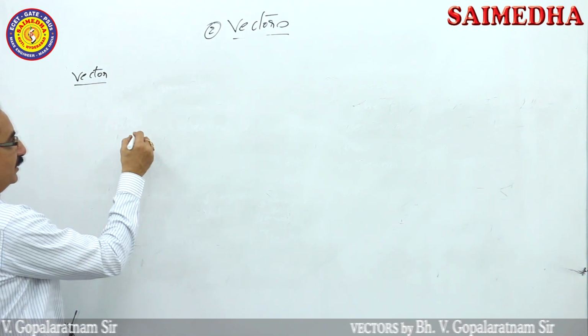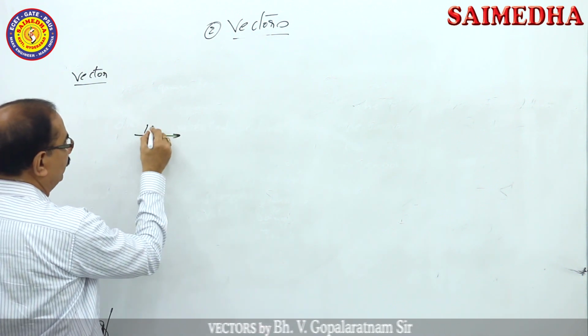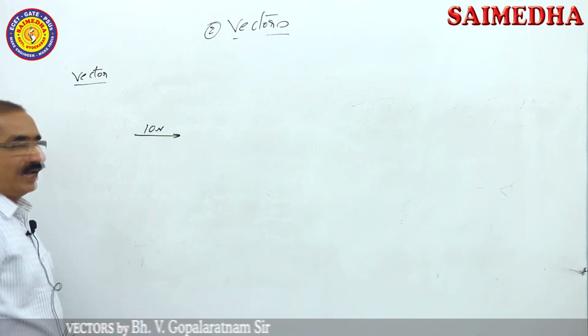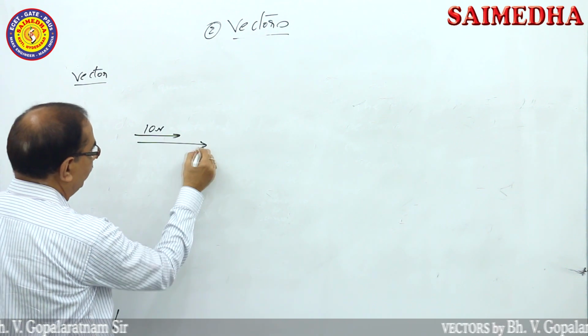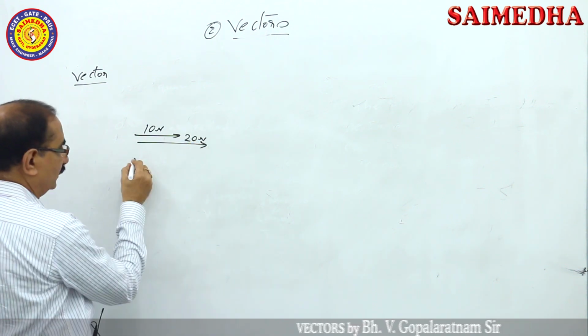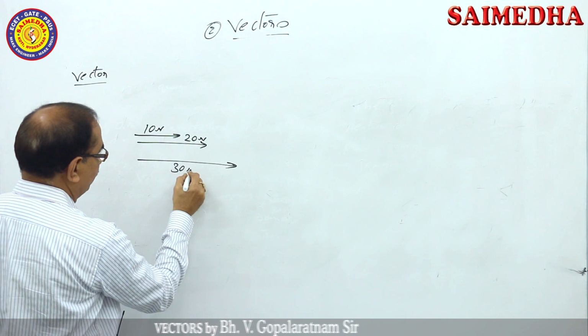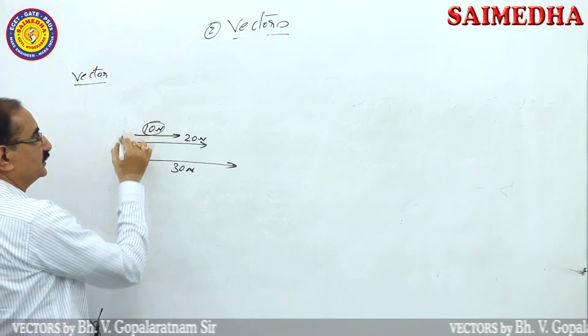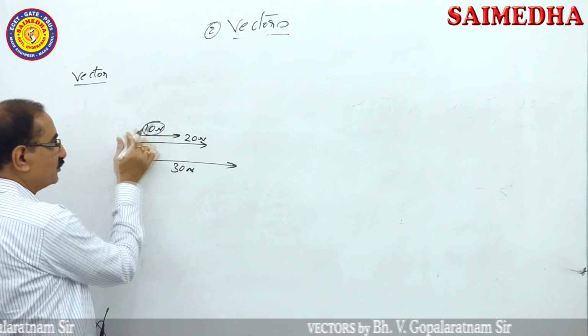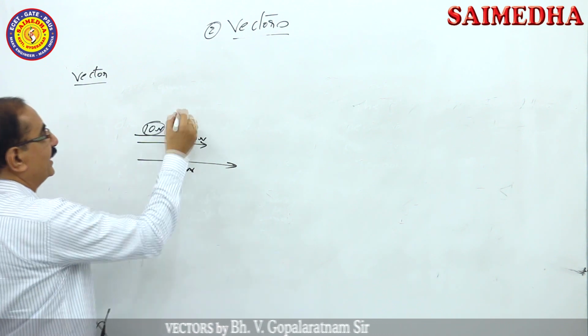Here I am taking a force of 10 Newton. Another force is applied on the body, 20 Newton. Total force acting is 30 Newton. This force, in magnitude and direction, we will represent by a line segment.